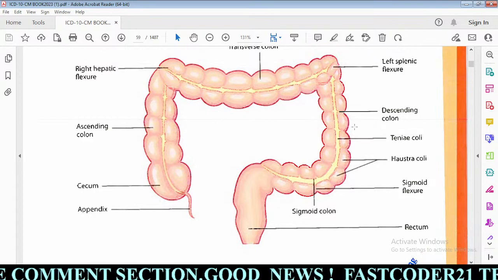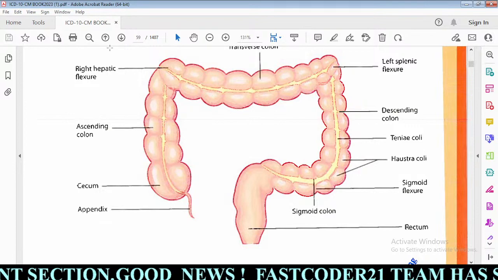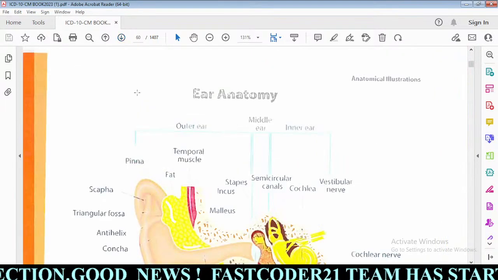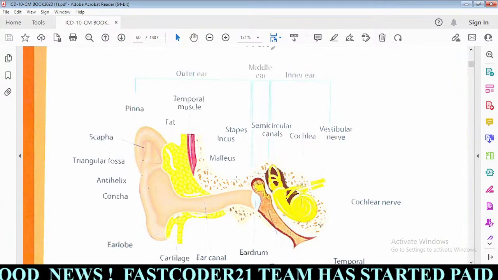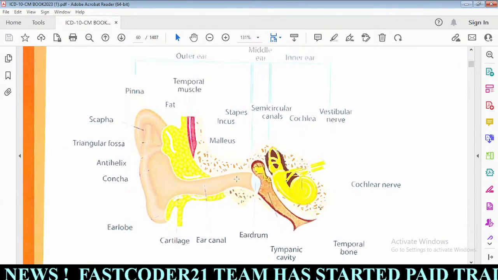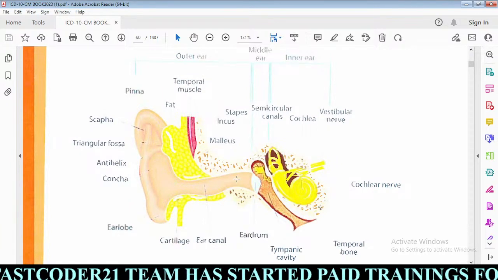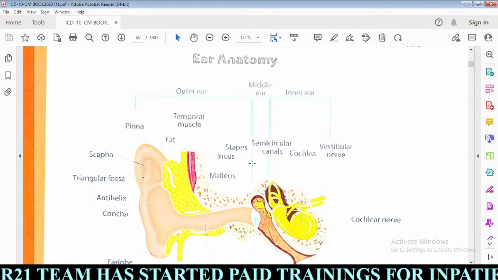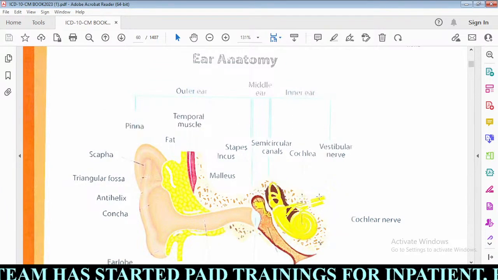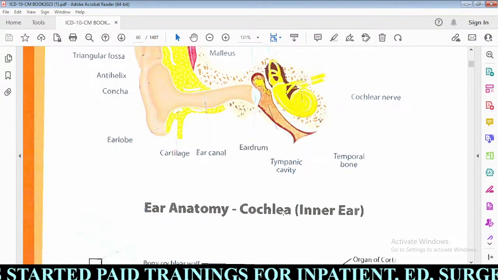See here, rectum, sigmoid colon. Basically, you don't need to know everything; if you know how to find things in the ICD-10-CM book, you can write easily. For example, here we have ear anatomy. You need to find what the body parts are. These are related to the outer ear, these to the middle ear, and here the inner ear. So you need to identify the body parts.